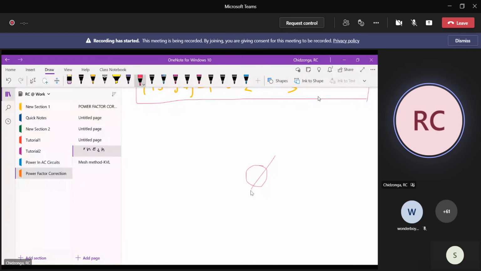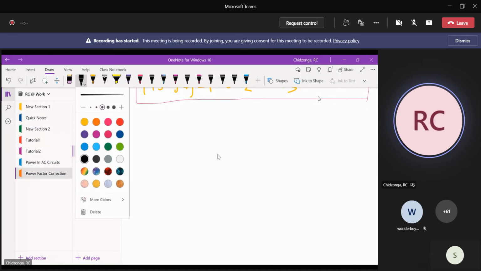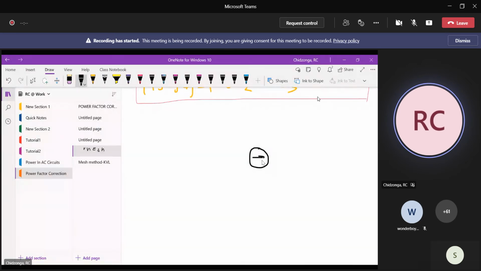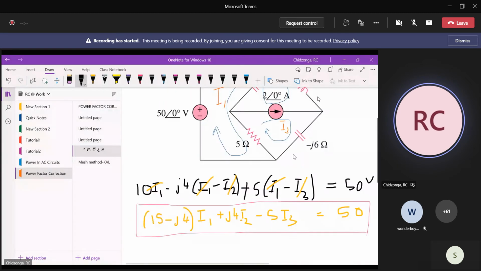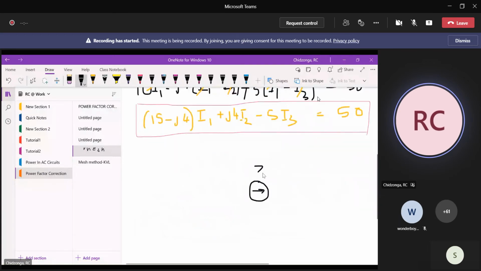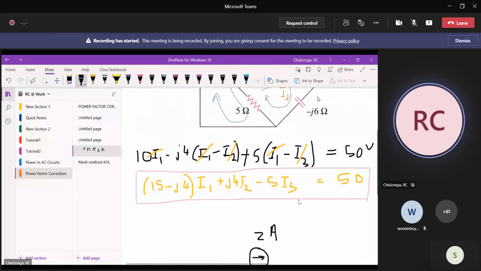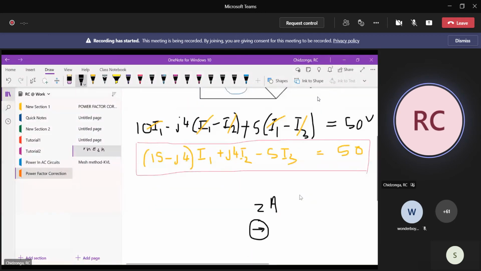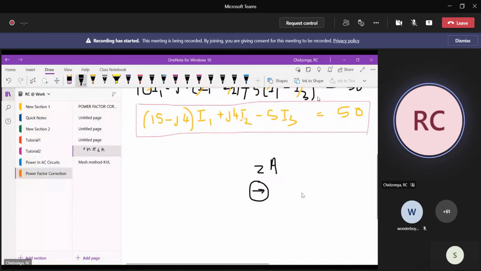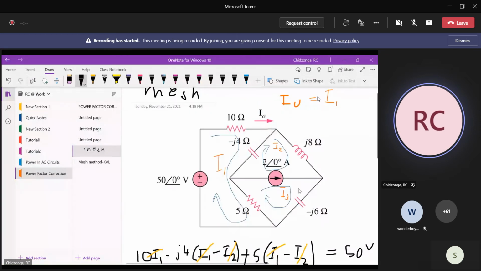Let me make the pen thicker. All right, there you go. If I take the source, it's a current source, which is 2 amps. The angle is 0, so I'll just write it as 2 amps, right? And that arrow shows the direction in which the source is supplying the current.